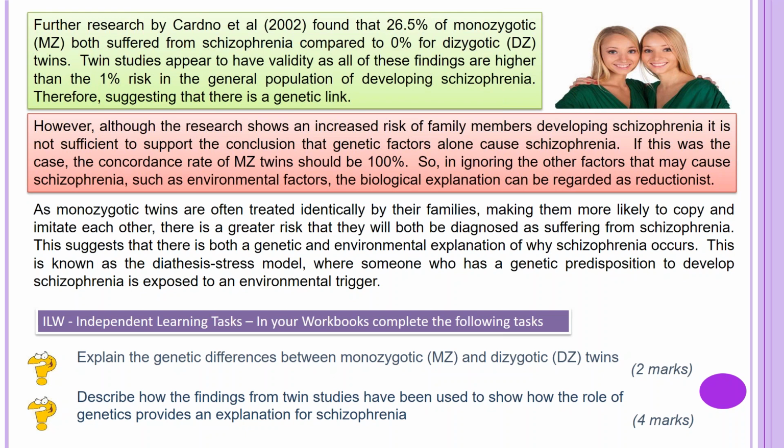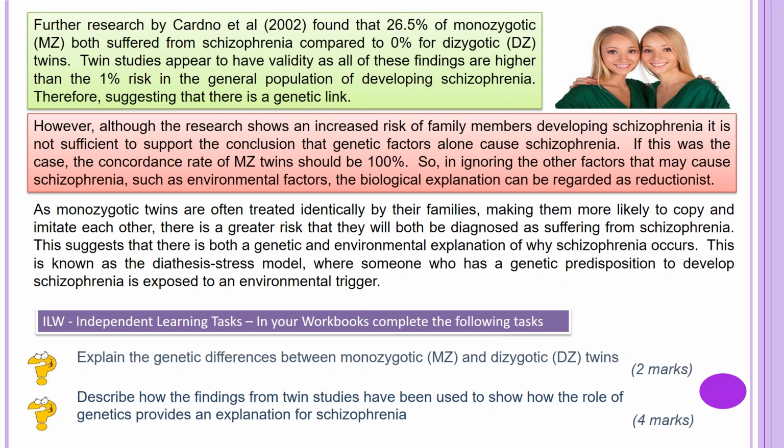So, welcome back. Explain the genetic difference between monozygotic and dizygotic twins. So for 2 marks, twins can be either monozygotic, identical, meaning that they develop from one zygote, one egg fertilized by one sperm cell, which splits and forms 2 embryos, or dizygotic, fraternal, meaning that they develop from 2 different eggs. In fraternal twins, each twin is fertilized by its own sperm cell.